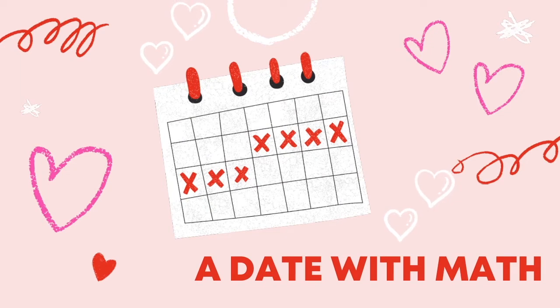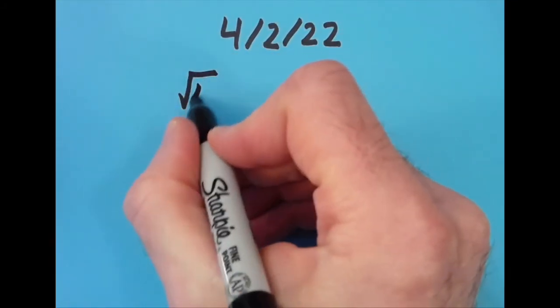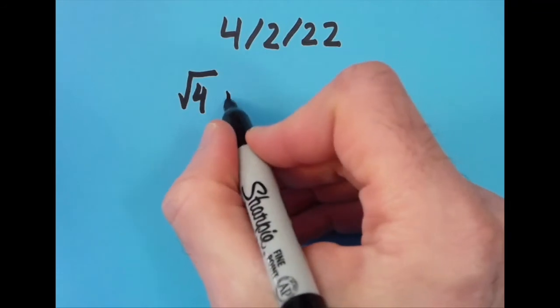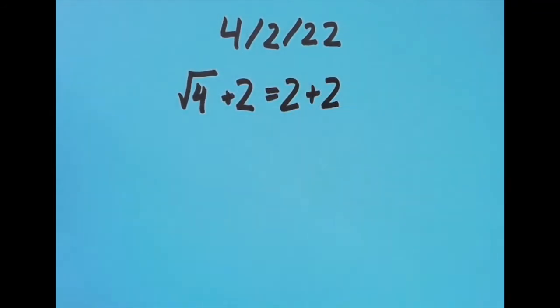A day with math. Hello, today is April 2nd, 2022, or 4/2/22. What I'd like to do today is make an equation out of the digits in today's date and keep those digits in order. And so what I said for today was that the square root of 4, which is 2, plus 2 equals 2 plus 2. And so that's the first one that I did.